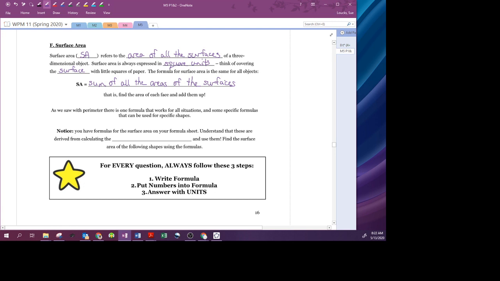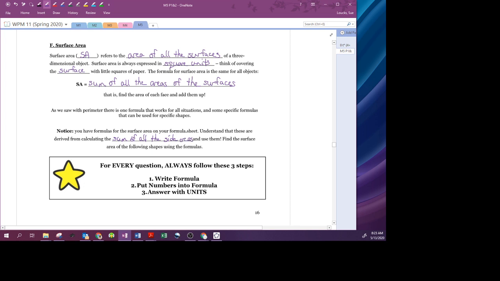But a lot of shapes have simpler formulas than that because we use them all the time. Well, and because it's easy to come up with a formula for them. I'm thinking of a chess piece. That would be really hard to find a formula for the surface area of a chess piece. But a cube, that one's easy. You'll notice that you have formulas for the surface areas on the formula sheet. Make sure you understand that these are derived from calculating the sum of all the side areas.